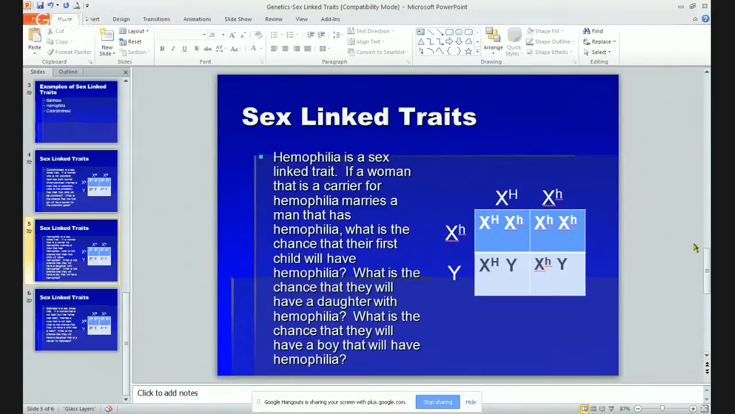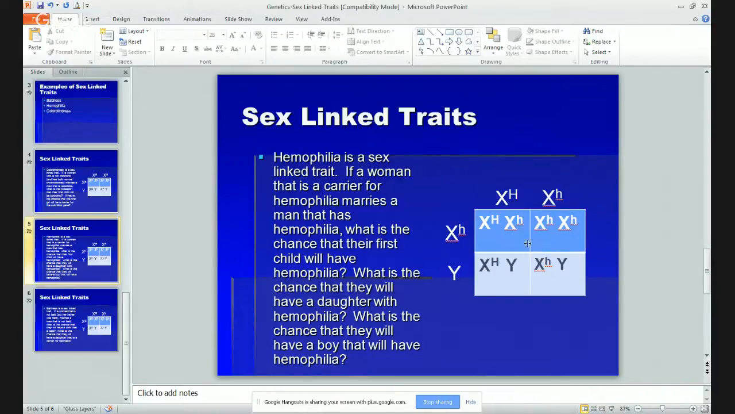So the woman is a carrier for hemophilia. So she's got one quote-unquote normal allele and one that carries hemophilia because she's a carrier. She doesn't actually have hemophilia. The man has hemophilia, so he's got the gene, that lowercase gene. We go ahead and cross everything. So mom's dominant allele comes here. Dad's recessive allele, and mom's recessive allele comes here. Mom's here, the Y's across, and then mom's H here. So that's the cross. What is the chance that their first child will have hemophilia?